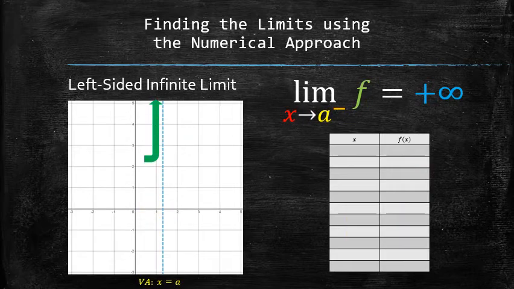When a function has the following left-sided infinite limit, as x approaches a value a from the left, the sequence of outputs will approach positive infinity. When a function has the following left-sided infinite limit, as x approaches a value a from the left, the sequence of outputs will approach negative infinity.